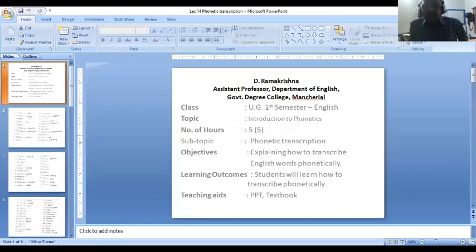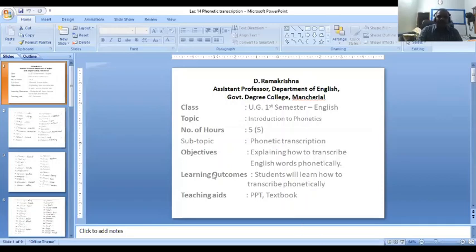So now, we are going to learn about phonetic transcription. We learnt about the consonant sounds and the vowel sounds. Today we are going to learn about phonetic transcription, how to transcribe phonetically. So what is the objective of today's class?